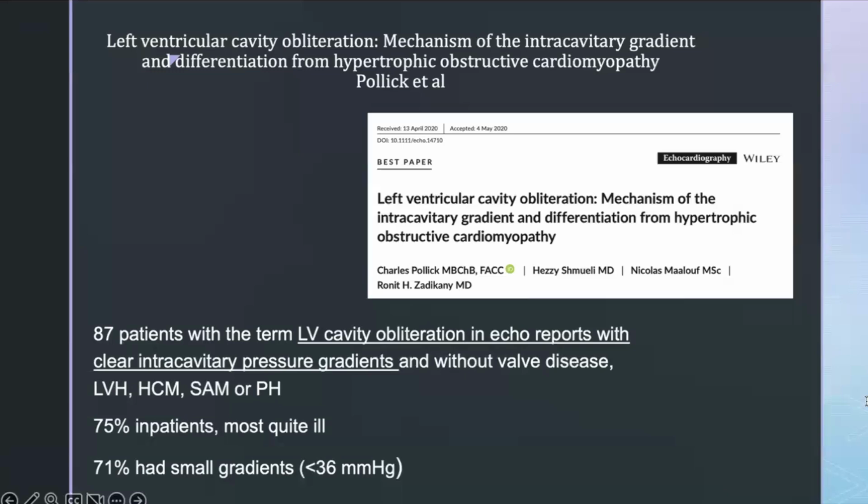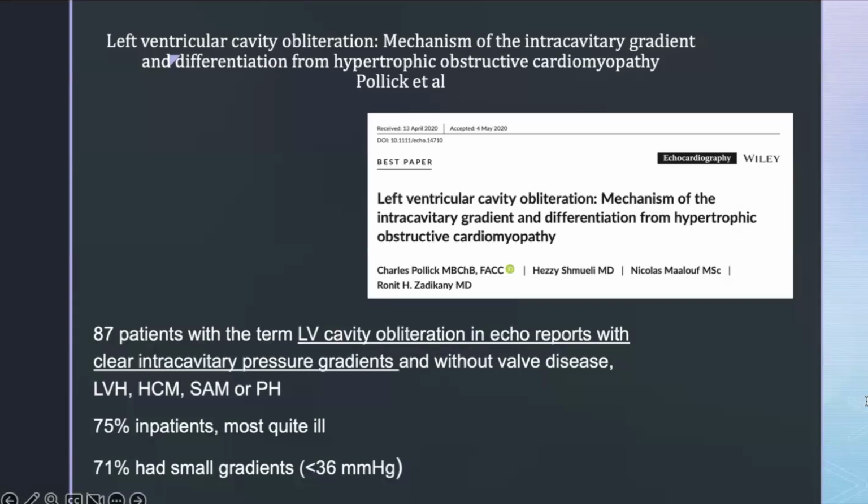Okay, so where does all this evidence come from and how do we come to this conclusion? So this was a study done by Charles Pollock, who originally practiced in Toronto before moving to the States. And he looked at the mechanism of intracavitary gradient and differentiation from hypertrophic cardiomyopathy. It's important to note that the patients in his study didn't have HCM, they didn't have LVH, and they didn't have SAM, but they were getting these increased gradients.